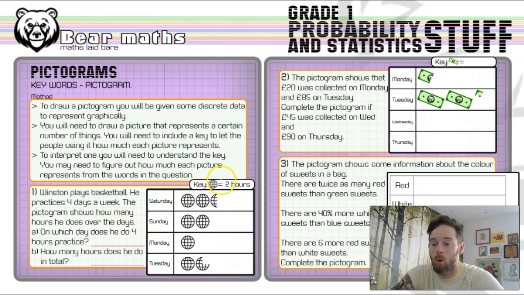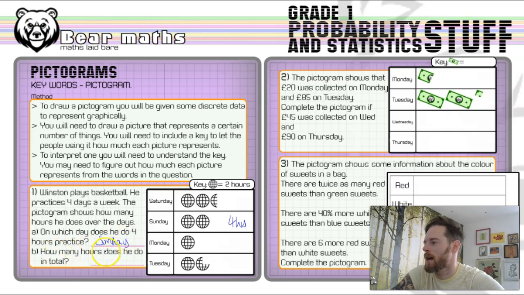Looking at the key, we can see one basketball is worth 2 hours. So we're looking for the day where there are 2 basketballs. That would mean 4 hours worth of practice. 2 hours, 4 hours. Very clearly, it is Sunday. So Sunday is what we write down.